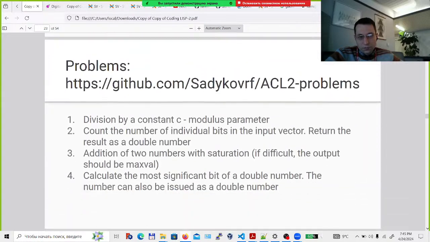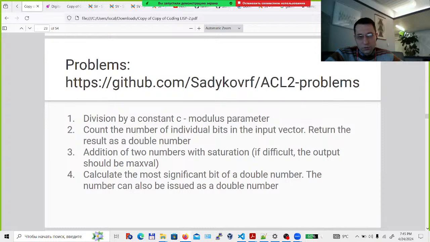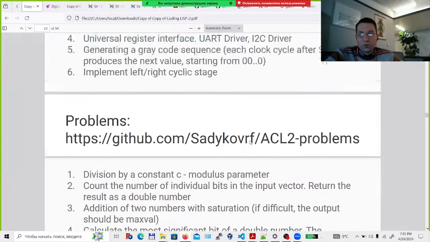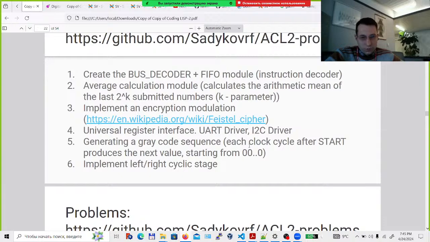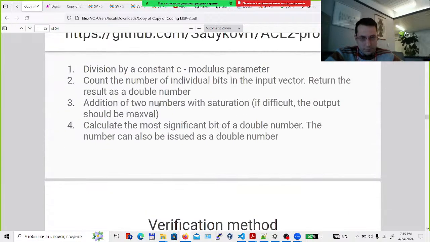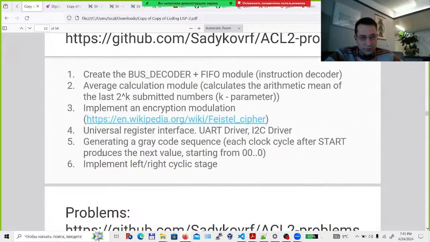There are just 10 problems: division by a constant for a module's parameter, counting the number of individual bits in the input vector and returning the result as a double number, which is quite common in your practice. But for example, the Gray code implementation, generating a Gray code sequence, is not quite useful, but I recommend you start with UART driver or I2C driver verification, which is a commonly used part or module for hardware.